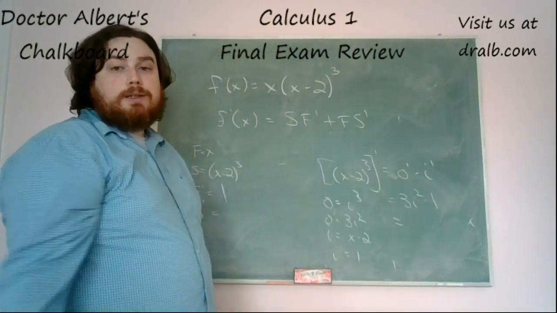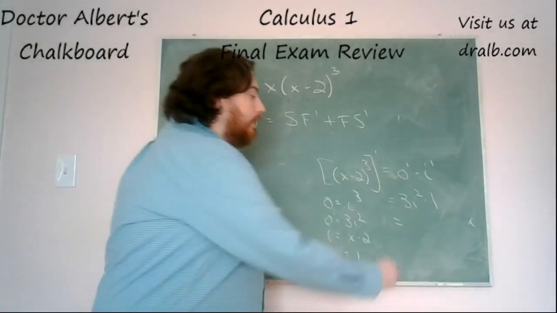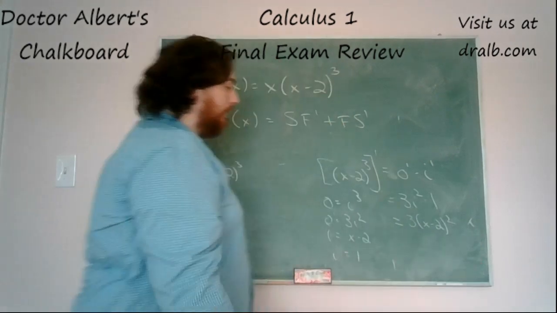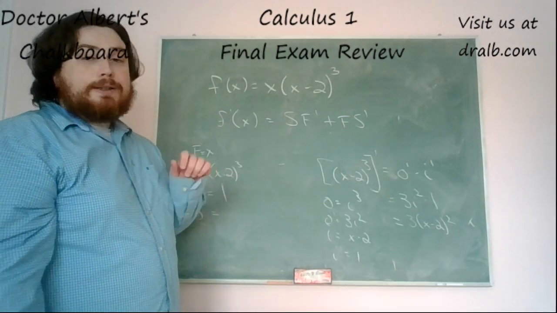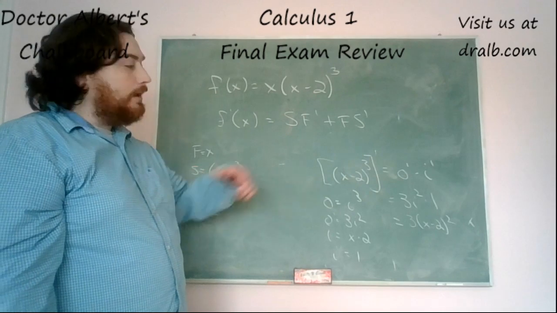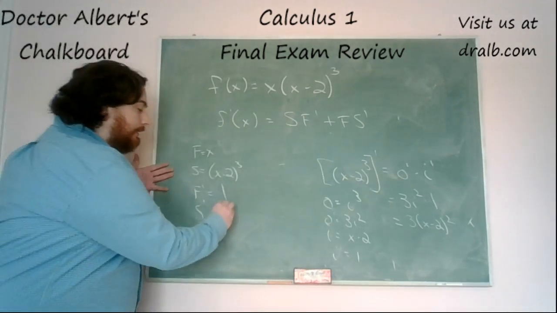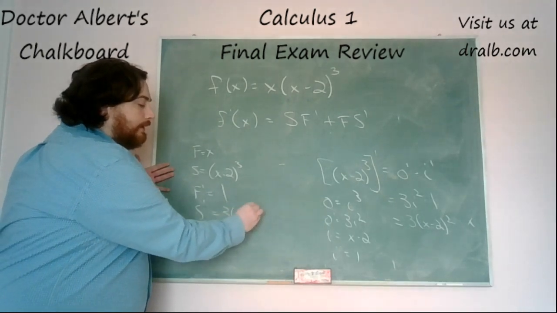And remember, the last thing we need to do for the chain rule is to plug i in. So we're going to get 3 times x minus 2 squared. And so that's going to be the derivative of x minus 2 cubed. Now that we've finished this problem, we can go back to our original problem, which we needed this derivative because it was the derivative of the second.